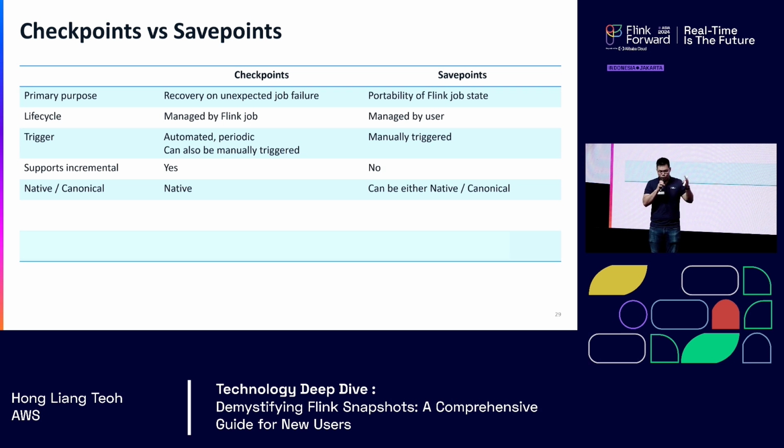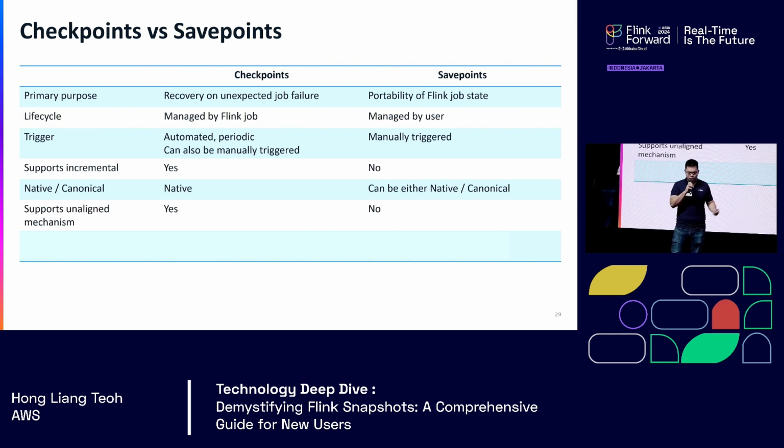But anyways, the point is checkpoints are native, so you cannot change your backend. So it's meant for your exact same job. Whereas save points can be native or canonical. Native is faster to take. Canonical means you can change the state backend. It's a bit more complicated, and it takes a bit more effort. So yeah, native versus canonical.